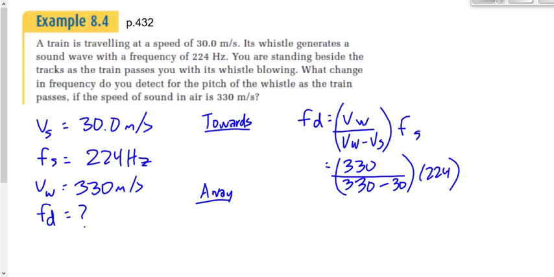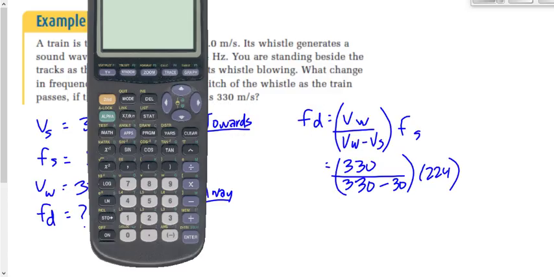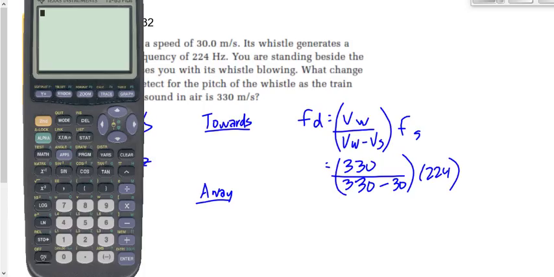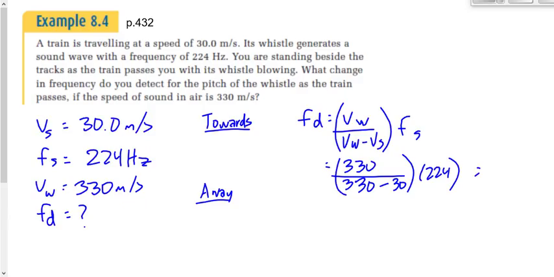Okay, let's figure this out on the calculator. Let's get the bottom number first. We can probably do that in our head, but we'll do it on our calculator. 330 minus 30 is 300. We're going to say 330 divided by that number gives me 1.1. We multiply it by 224, and lo and behold, we get 246.4. That seems reasonable, right? The number is higher than the actual frequency, and it should be, because it's approaching, it's coming towards us.